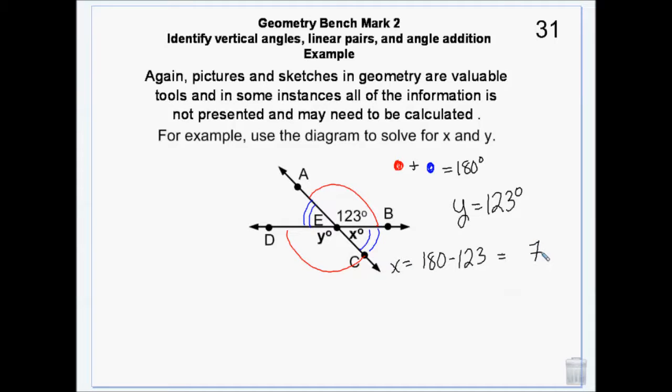How does X equal 180? See, we have the straight line. This straight line, all total, is 180, and these two angles together will make up that 180. So 57 degrees. Anytime you see two intersecting lines, you're going to be working with vertical angles, linear pairs, things like that.